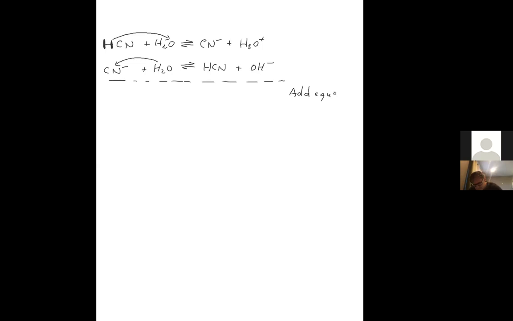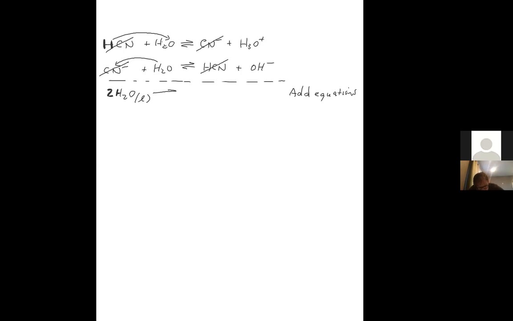Now this is something that's done in chapter 15, but let's take a look at what happens here. If we add these together, remember the rules of adding equations? Anything that's on the same side, you just add them together. If it's on opposite sides, you can cancel them. So if you look at it, we've got water and water on the same side here, so we have two waters. And then there's HCN, but the HCN are on opposite sides, so they cancel. There's also cyanide, but they're on opposite sides, so they cancel, right?